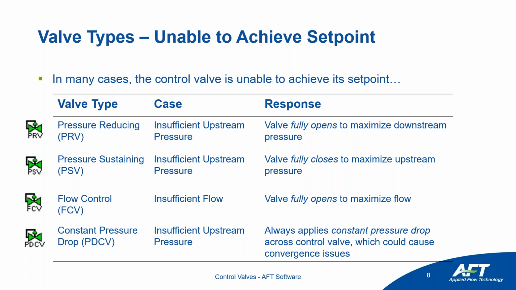Technically, we don't have a quote unquote failure state for the constant pressure drop control valve. It will always apply that constant pressure drop, which could cause things like convergence issues, though less common in AFT Fathom, potentially more common in something like AFT Arrow.